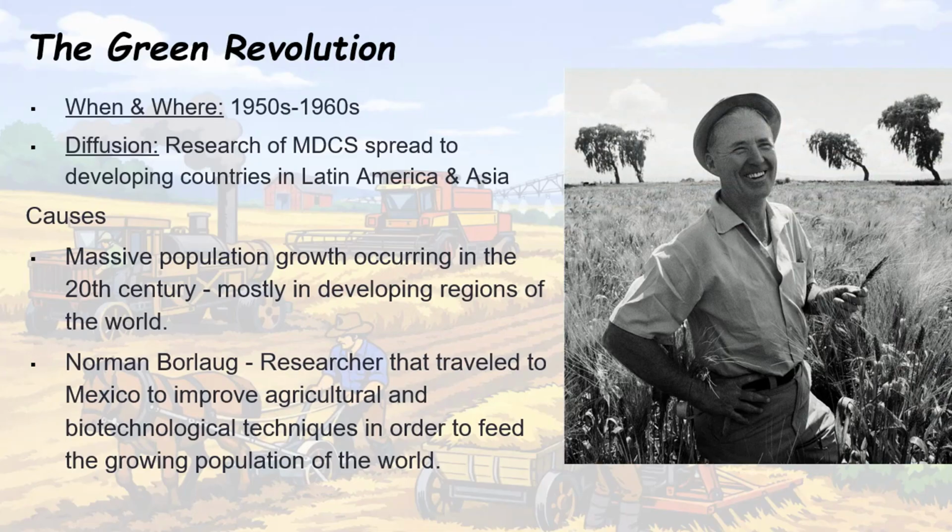And this research does not stay in one place. It diffuses from more developed countries into developing regions, especially Latin America and parts of Asia. Knowledge, technology, and new farming methods spread internationally. The world had already seen mechanization during the Second Agricultural Revolution, but this time, science and biology are about to take center stage in a whole new way.